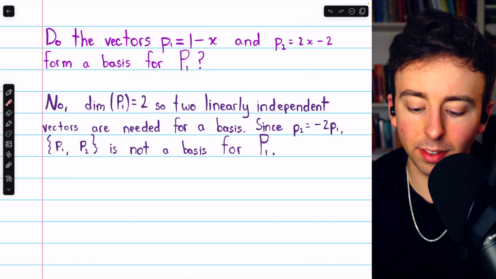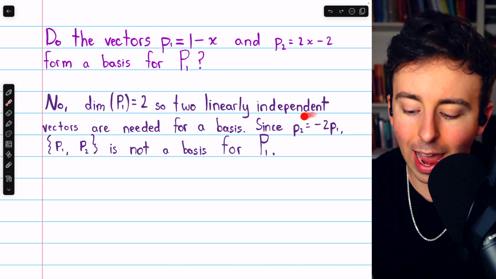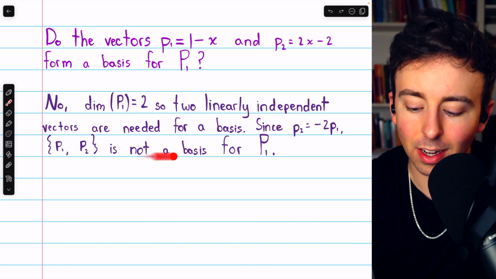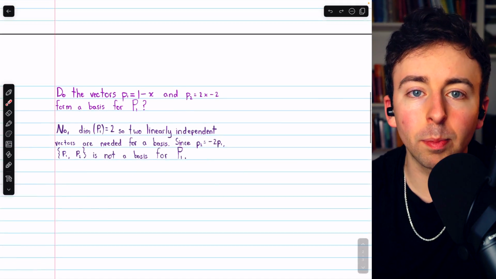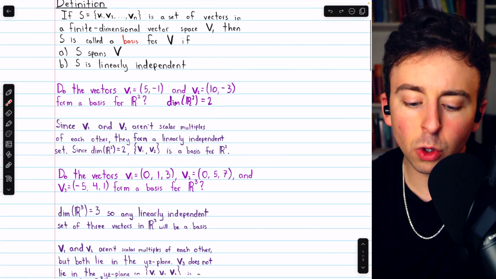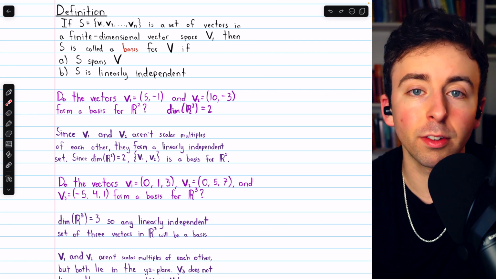The dimension of P1 is 2, so we would need two linearly independent vectors, and we don't have that because p2 is a scalar multiple of p1. So that is not a basis. So those are a few examples of how we can use our understanding of the dimension of a vector space to quickly determine in certain cases if a set of vectors is a basis for the space or not.